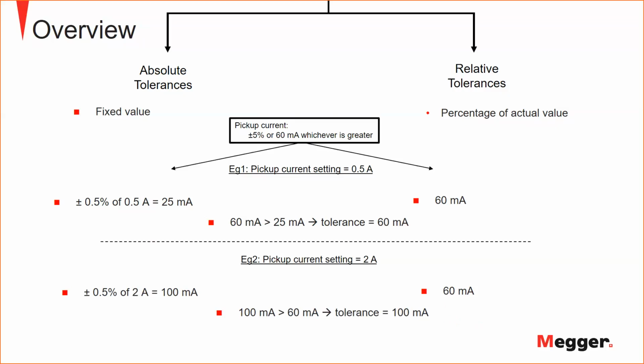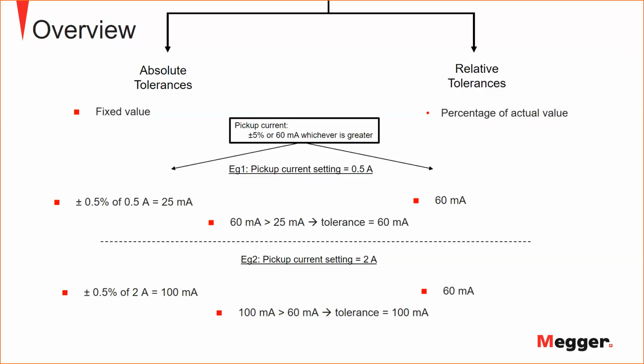Now, this tolerance is very important for us when we are doing testing. It's important because it will give me the criteria to accept or reject this relay, or consider it as a failed or out of tolerance relay.